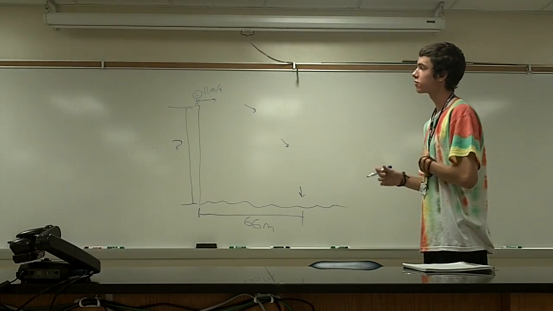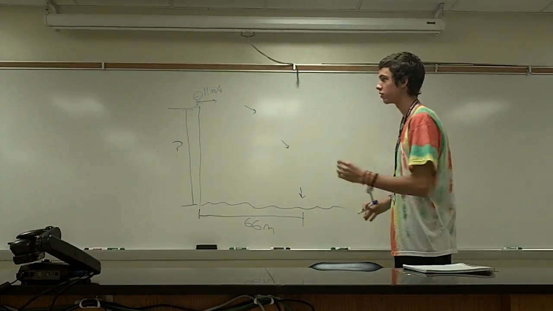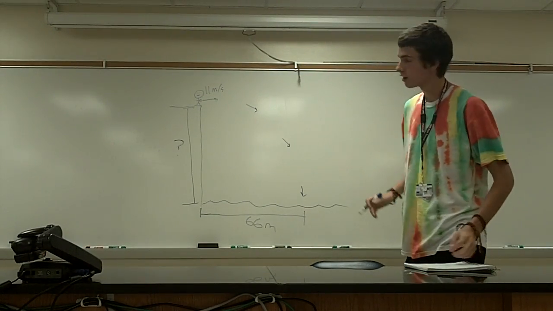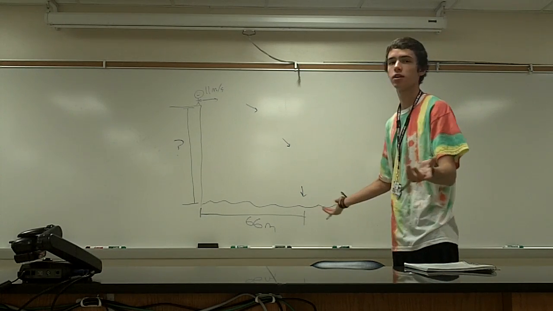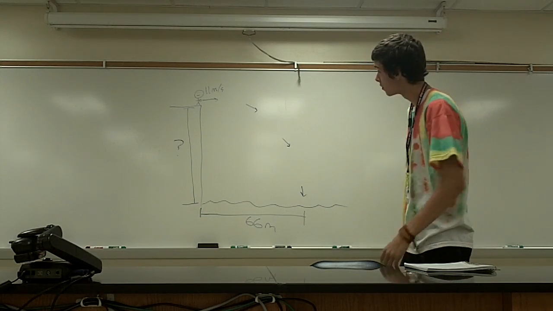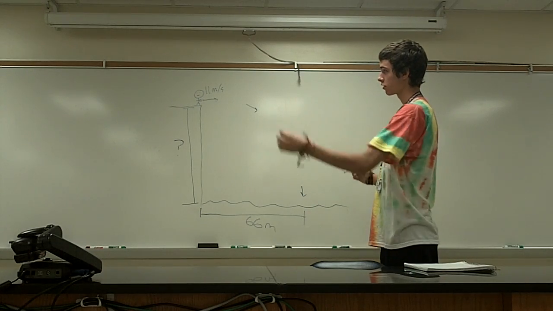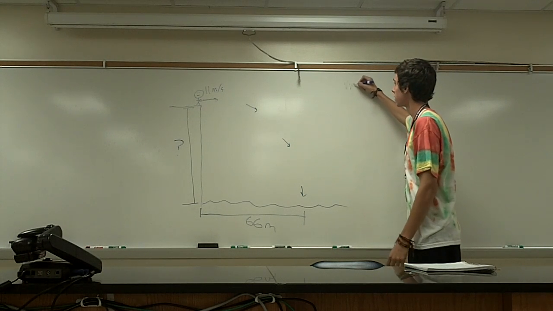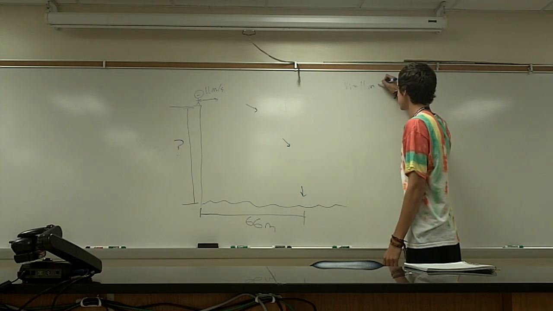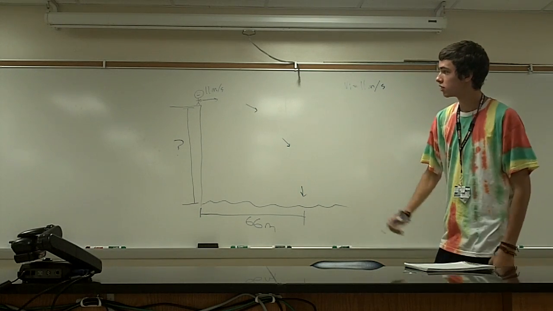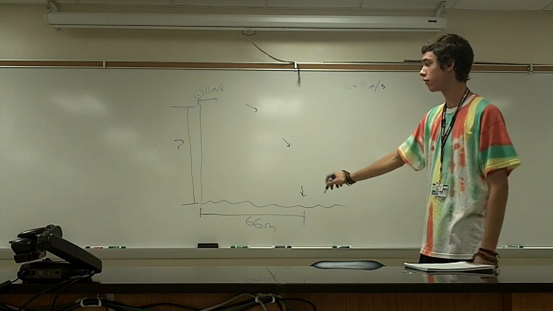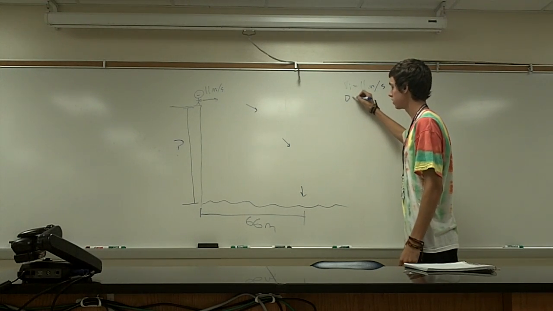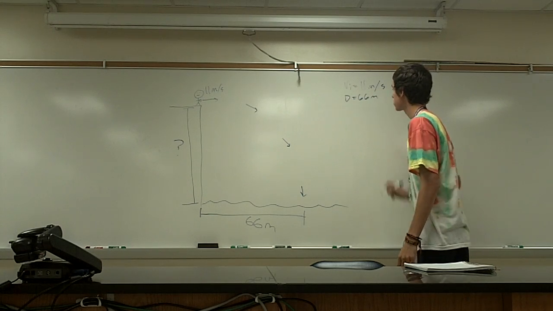Alright, so here we're doing what we like to call a cliff problem because we basically have a cliff, someone's standing at the top of it. Now this person up here has, let's say, a ball, and they're throwing it straight sideways, straight horizontally at 11 meters per second. So we can write that down, VI equals 11 meters per second. We do not know how high the cliff is, but we know how far they threw it. So the distance equals 66 meters.